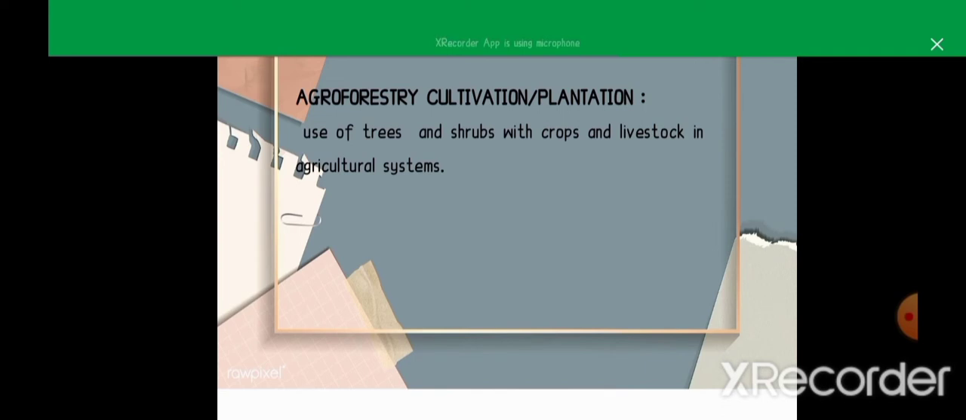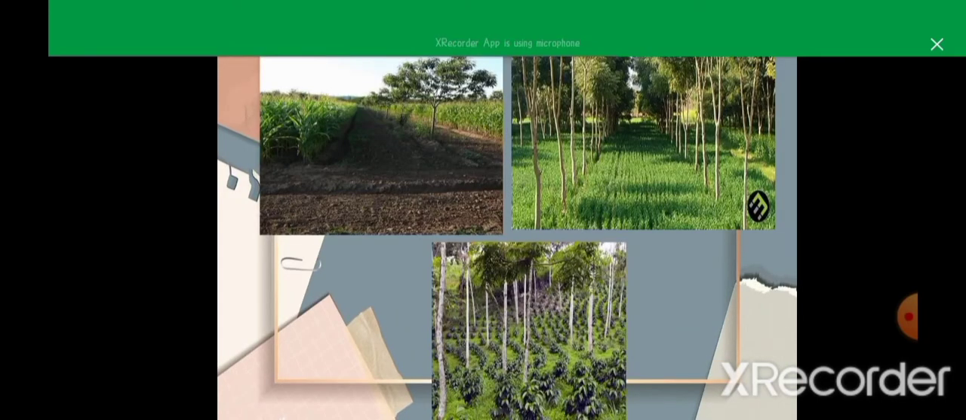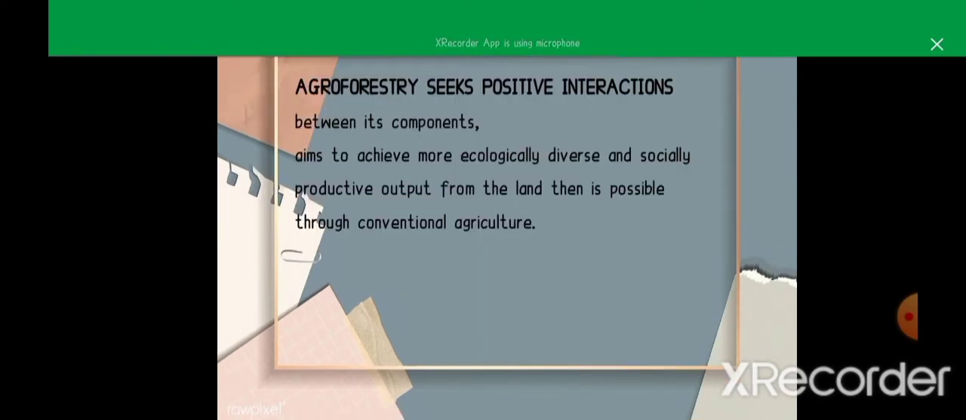Agroforestry cultivation plantation is the use of trees and shrubs with crops and livestock in agricultural systems. This is the example of agroforestry cultivation or plantation. Agroforestry seeks positive interactions between its components, and aims to achieve more ecologically diverse and socially productive output from the land than is possible through conventional agriculture. So this means agroforestry aims for a greater goal of development.